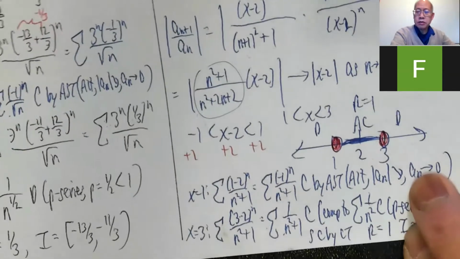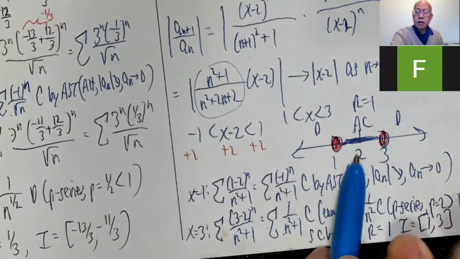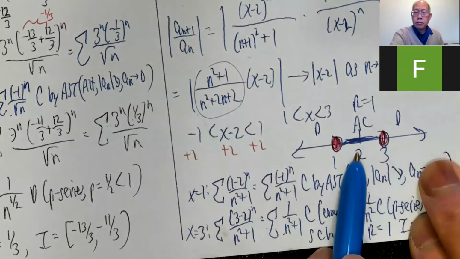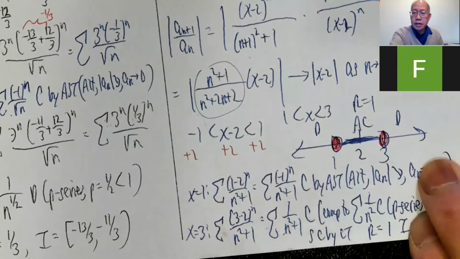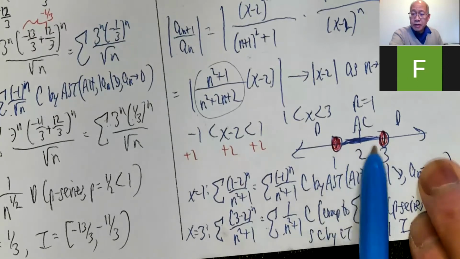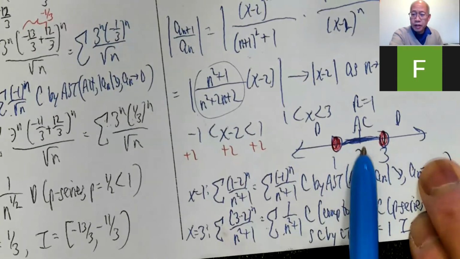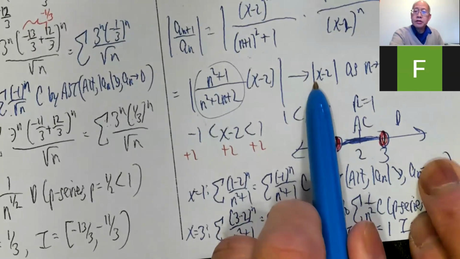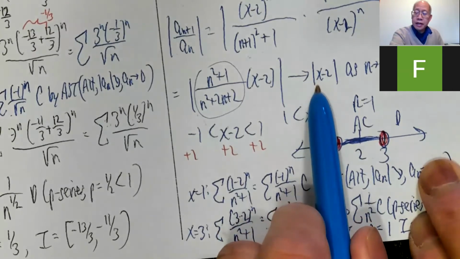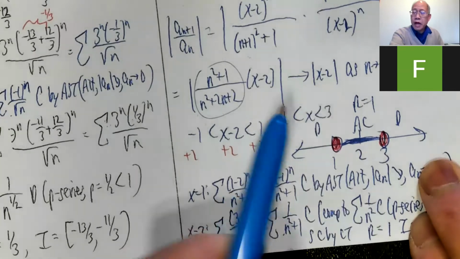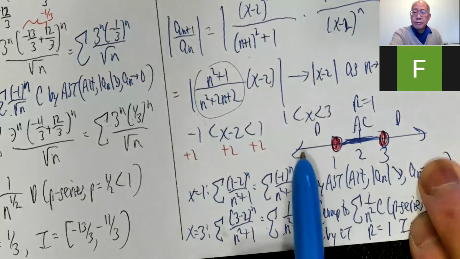It looks like I colored them in, so evidently it's going to converge at the two endpoints. But right at the start, you don't know. Remember, we're doing the ratio test. Suppose I plug in a number in between here, like 2.9. 2.9 minus 2 is 0.9. That's less than 1, so absolute convergence by the ratio test.